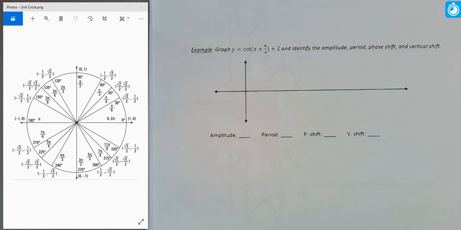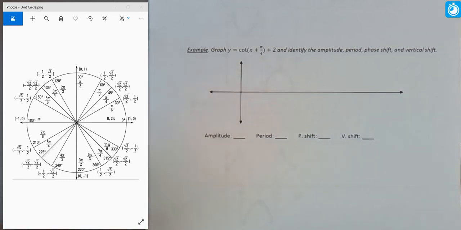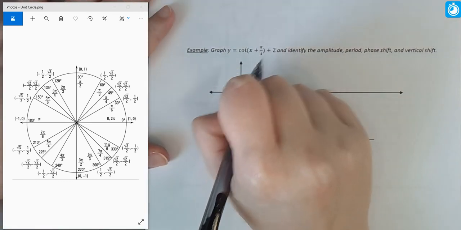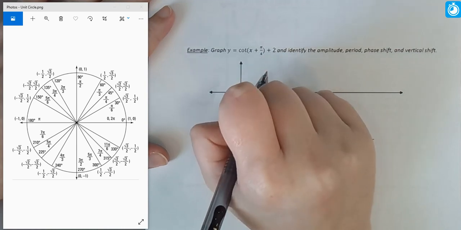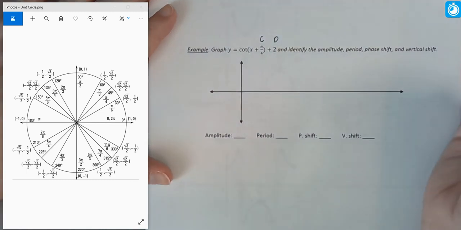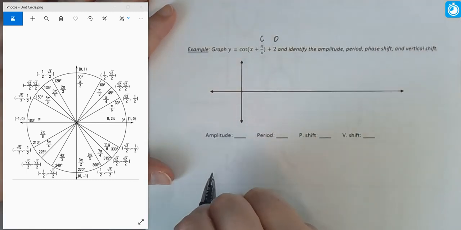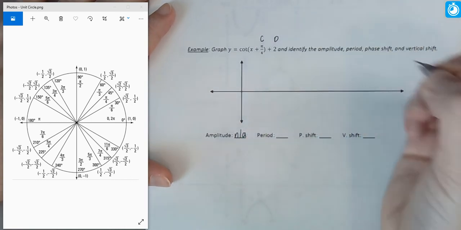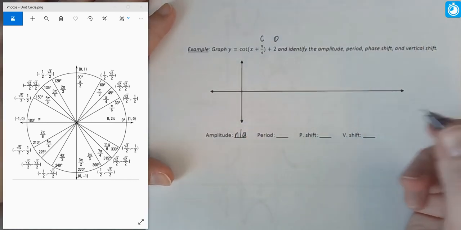Okay, so cotangent is going to graph from 0 to pi. Tangent is the only one that graphs from negative pi over 2 to pi over 2. Now here we have a number added on inside and outside of the function. So we'll call this C and we'll call this D. Now amplitude, do we have an amplitude? Remember, cotangent and tangent increase and decrease without bound, so they don't have an amplitude.